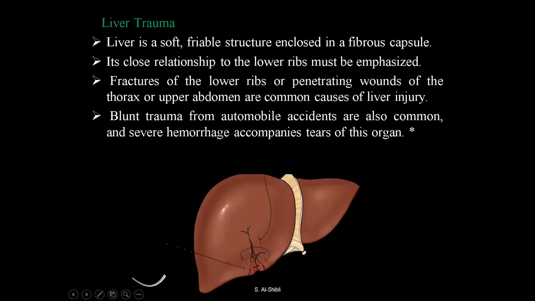Also, blunt trauma from accidents is common, and severe hemorrhage accompanies tears of this organ. It is protected by the ribs, so any fracture to the rib or the thorax can lead to a tear in the liver. It's not easy to deal with a laceration of the liver, but it happens.